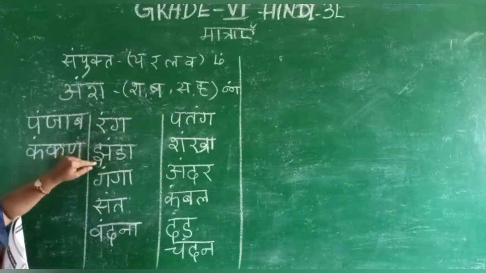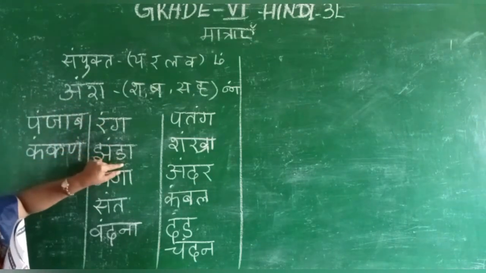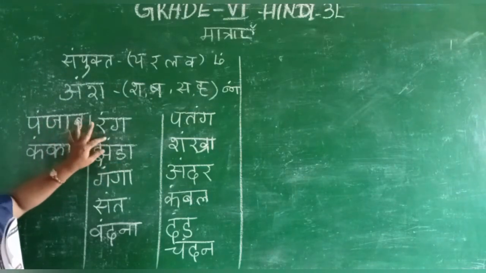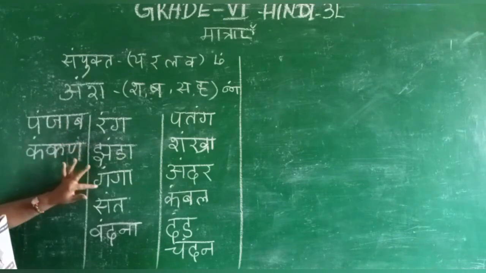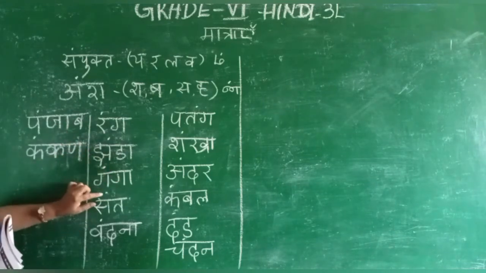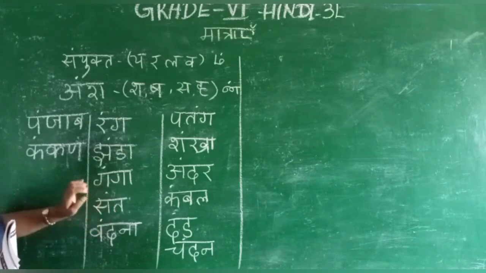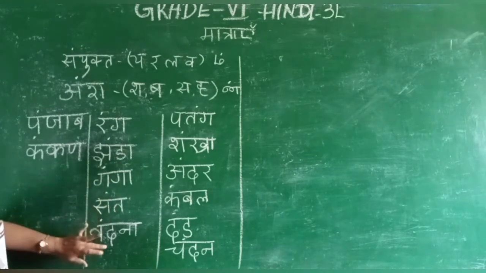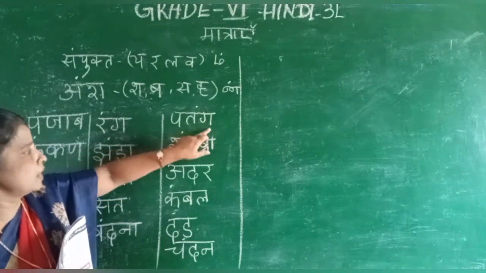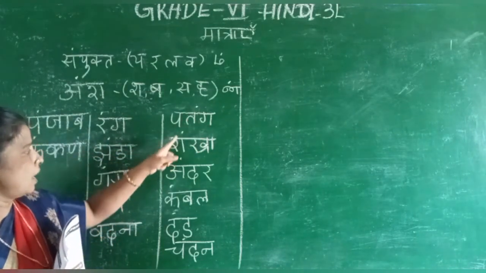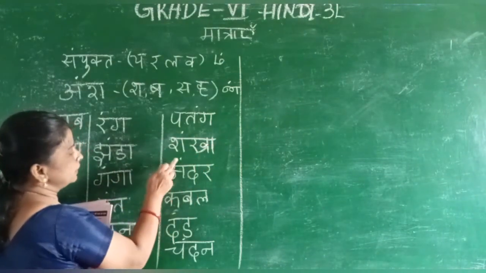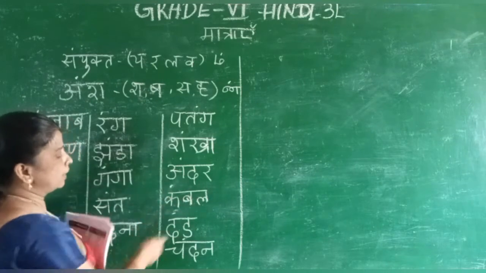Here also ja, after the dot, da is there. So the da line sound. Ja, in, da, janda. Ga, im, ga, ganga. Sa, in, da, sand. Va, in, da, na, vandana. Pa, ta, in, ga, patang. Sha, in, ka, shanka. A, in, da, ra, andar.